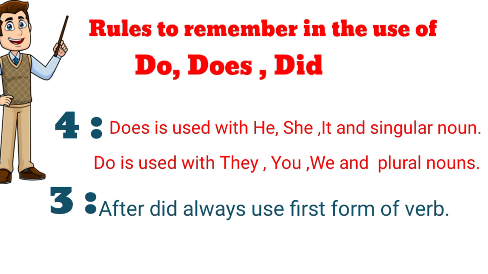Number 4. Does is used with he, she, it and singular nouns. Do is used with they, you, we, I and plural nouns. After did, always use the first form of the verb.